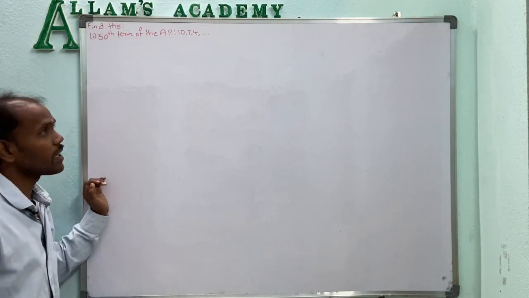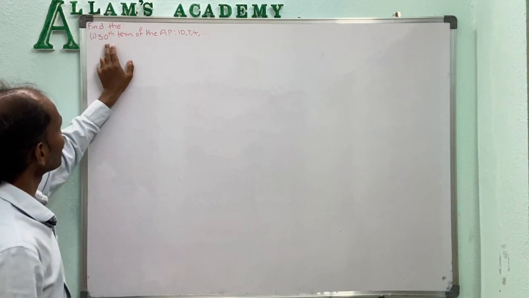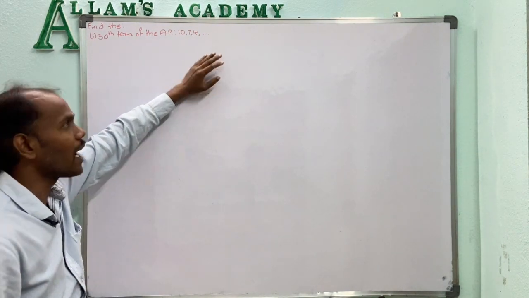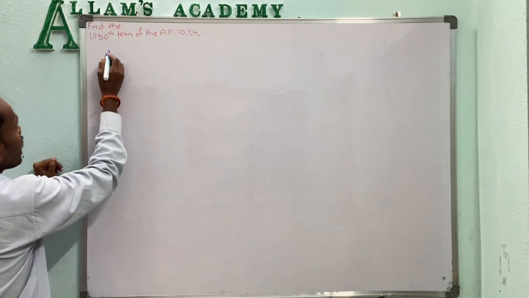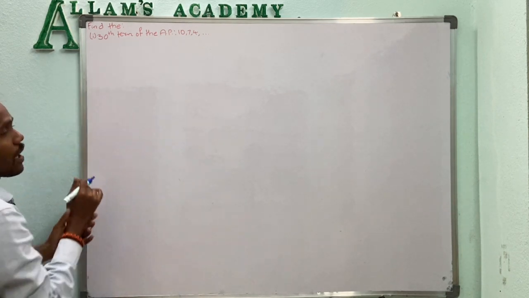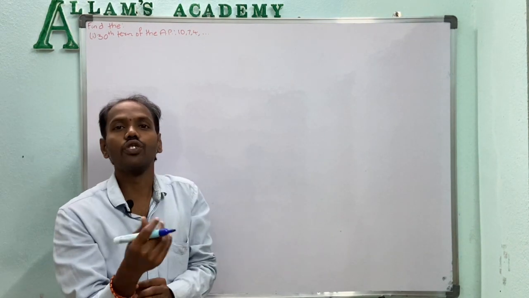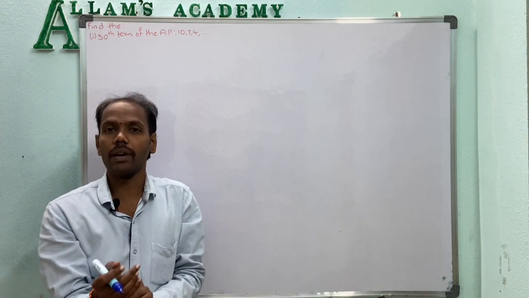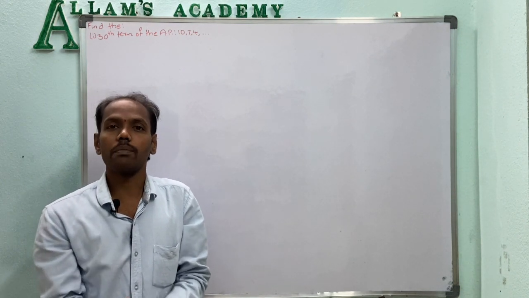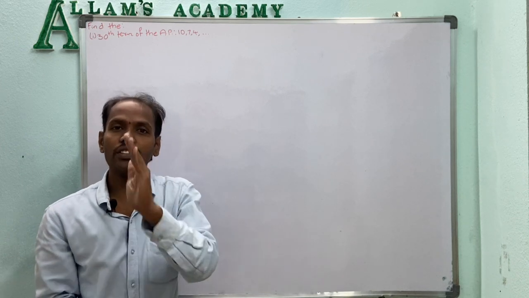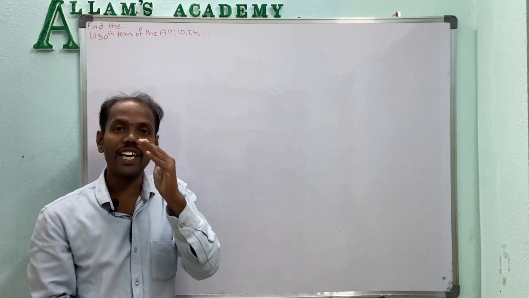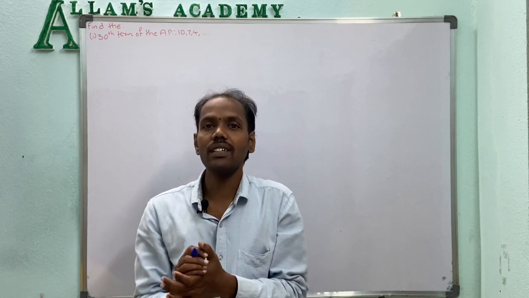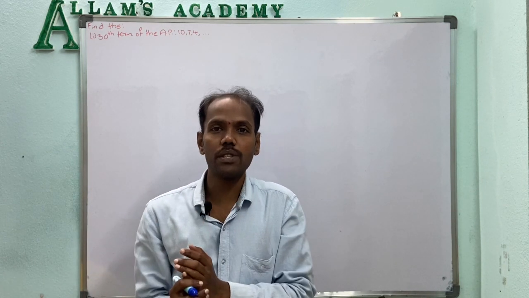Here, given the problem: find the 30th term of the AP 10, 7, 4, and so on. To find the 30th term, we have to know the general form: an equals a plus (n minus 1) into d. That means we have to know the a value, n value, and d value. The a value is the first term, and the d value is the difference between two consecutive terms.